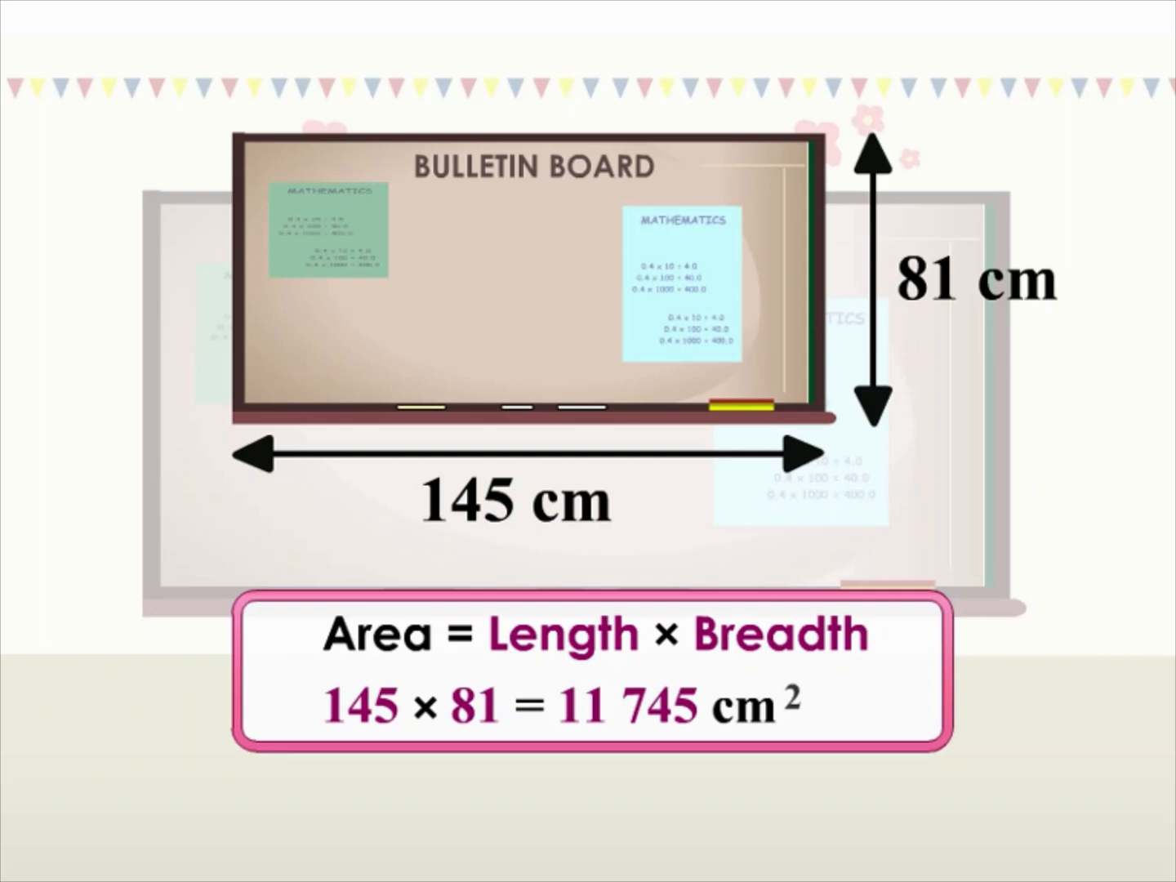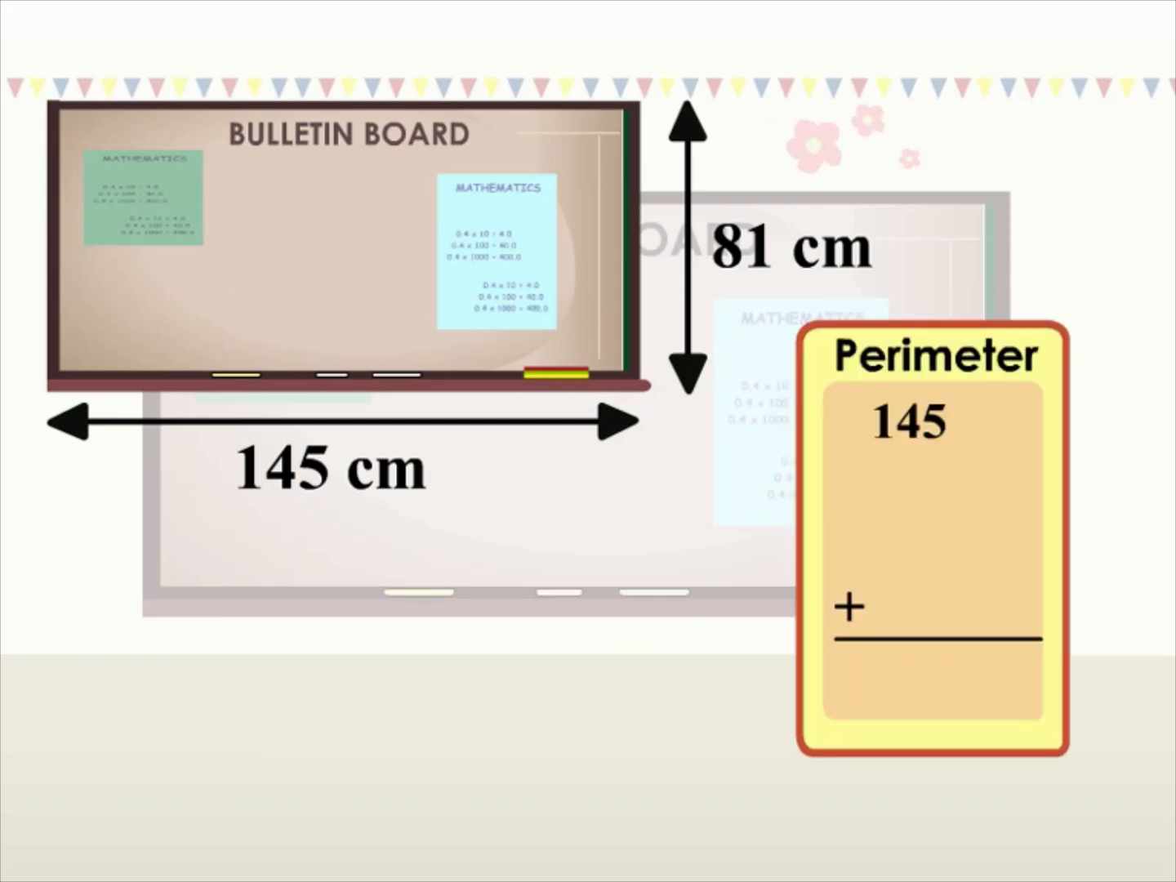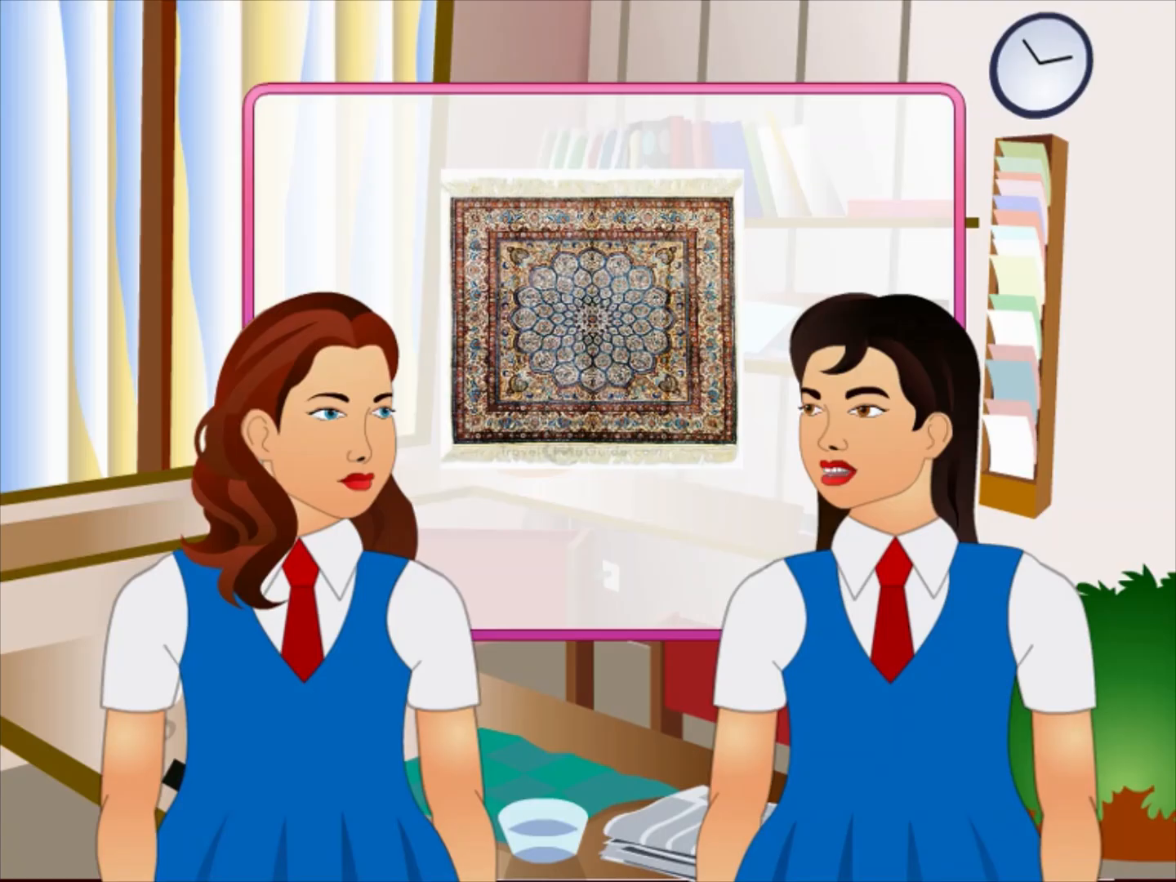Let me add up all the sides to get the perimeter. That will be 145 centimeters plus 81 centimeters plus 145 centimeters plus 81 centimeters, which is equal to 452 centimeters. That's good. Let's continue with our project to measure the carpet in the staff room. Danny, look at these carpets. Let us choose one rectangular and one square-shaped carpet for our project.